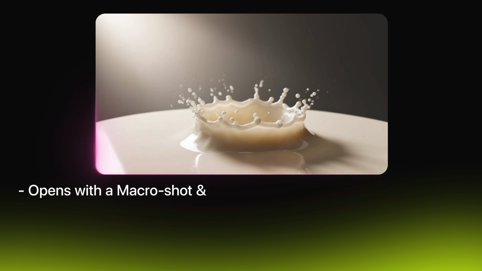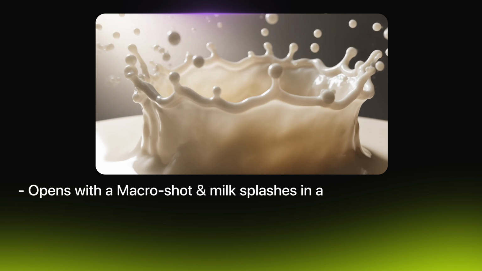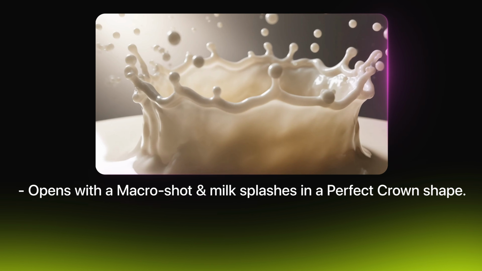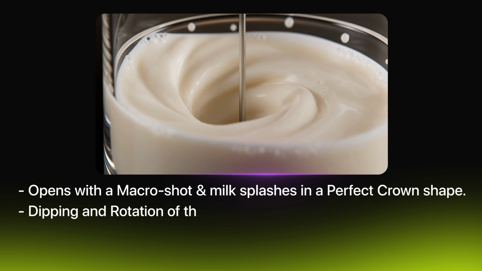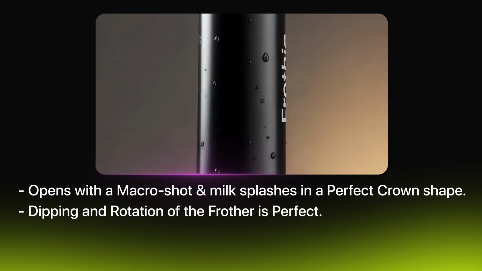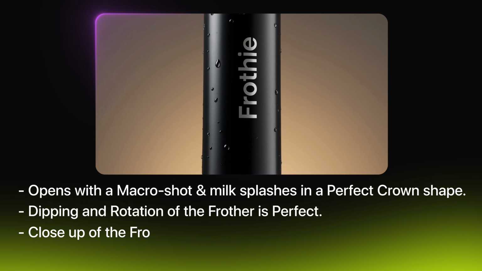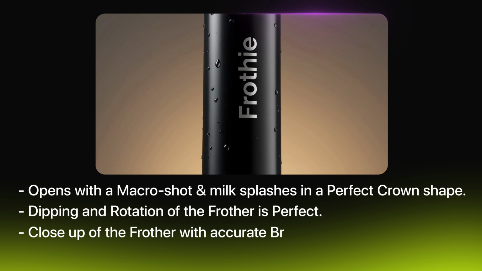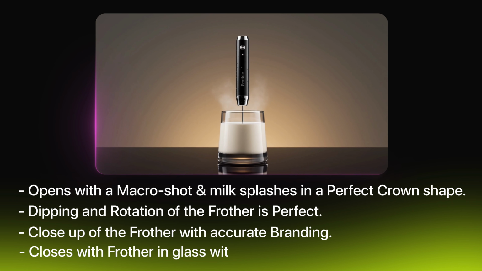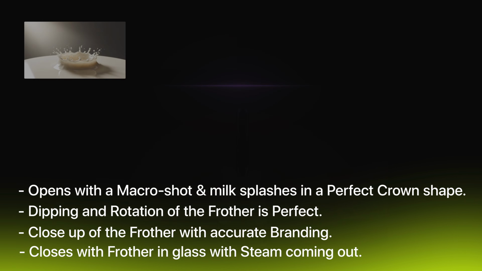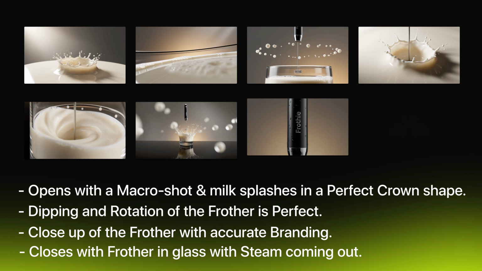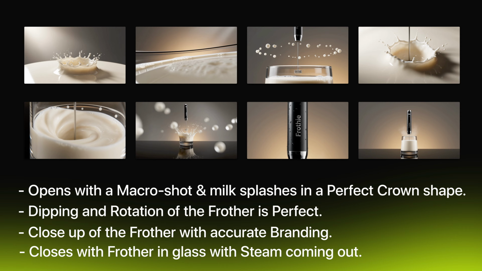So how was it? For me, the way it plays out is the best part. It opens on this insane macro shot. The milk splashes like a perfect crown shape and these tiny droplets are suspended in the air like time just stopped. Then the dipping and rotation of the frother is also perfect. After that, it gives this close shot of the frother with water droplets on the matte black body. And the branding also looks crisp and sharp with no warp or stretch. This type of shot makes the product feel premium, and it closes with the frother in the glass and steam rising off the milk. Every single frame of this video looks like it belongs in a luxury product ad, not something generated in a chat.